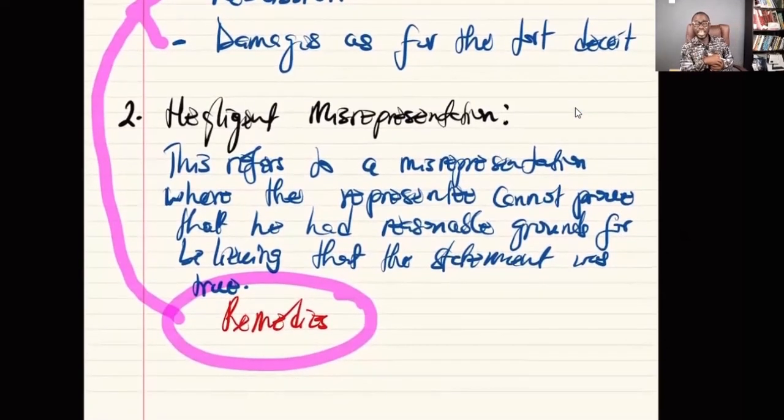The second one is negligent misrepresentation. The word negligent means you are not careful about what you are making and you just make it in disregard. So if you are negligent about something, it means you are not reasonable about it, you are not careful about it, you don't even understand the intensity of the statement at hand, and you're just making it up. So this refers to a misrepresentation where the representor, the one making that false statement, cannot prove that he had reasonable grounds for believing that the statement was true.